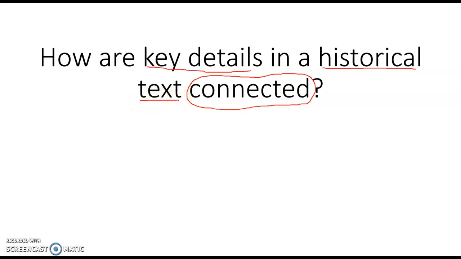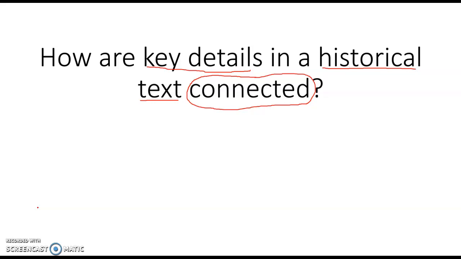So we talked about recipes, we talked about directions, we talked about science experiments, and we looked at how those details were connected. And we talked about how they were connected through sequence. We know that sequence is the order of the events or the things that needed to happen.